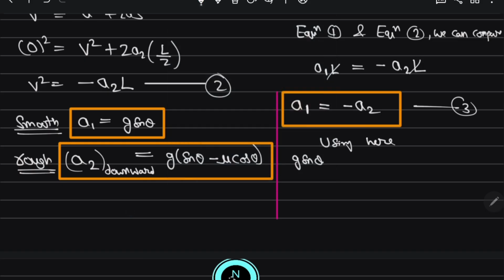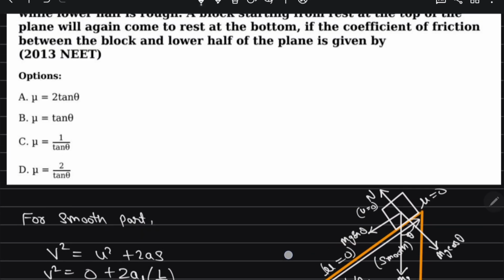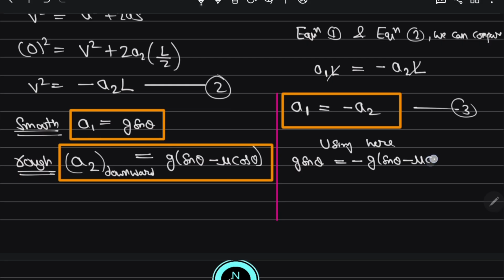So here what I do, A1 is g sin theta, A2 is minus g sin theta minus mu g cos theta. Here you see g is going to be cancelled. So sin theta is equal to minus sin theta plus mu cos theta. If I send sin theta to that side, this becomes 2 sin theta is equal to mu cos theta.